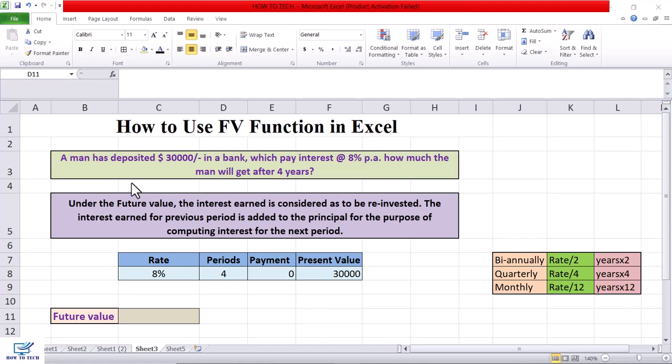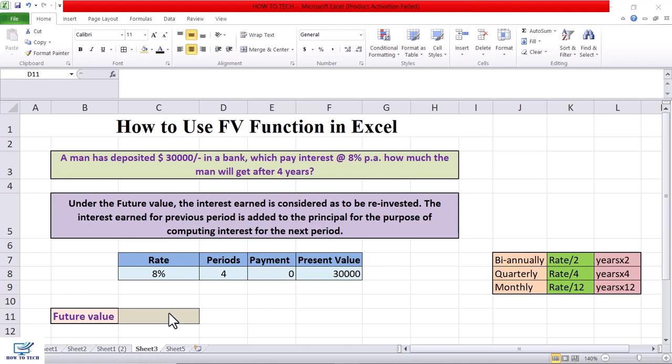period. For example, a man has deposited $30,000 in a bank which pays interest at 8% per annum. How much will the man get after 4 years? So, we have to calculate how much he will get after 4 years. This is called future value.